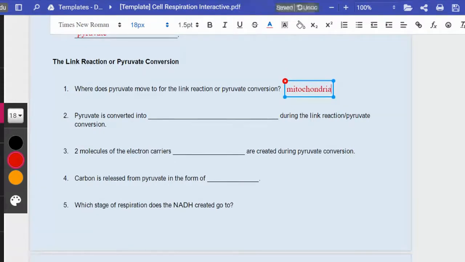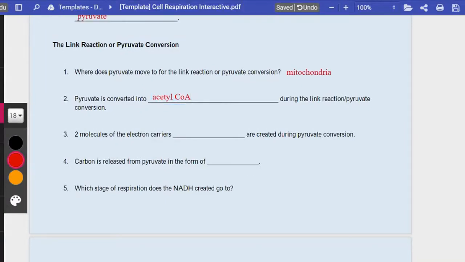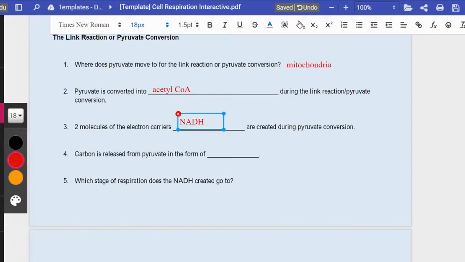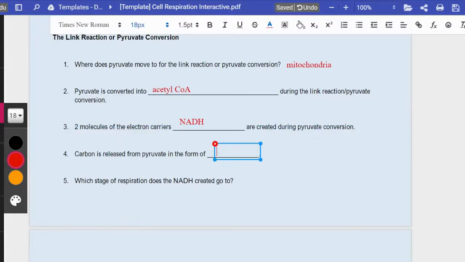And during pyruvate conversion, pyruvate is going to be converted into what's called acetyl-CoA. And in this process, first we broke glucose down into pyruvate. Now we broke it down a little further because acetyl-CoA only has 2 carbons where pyruvate had 3, and we're going to get a little bit more energy out of it. We get 2 more of the electron carriers, NADH, and we make 2 molecules as a waste product, carbon dioxide or CO2.